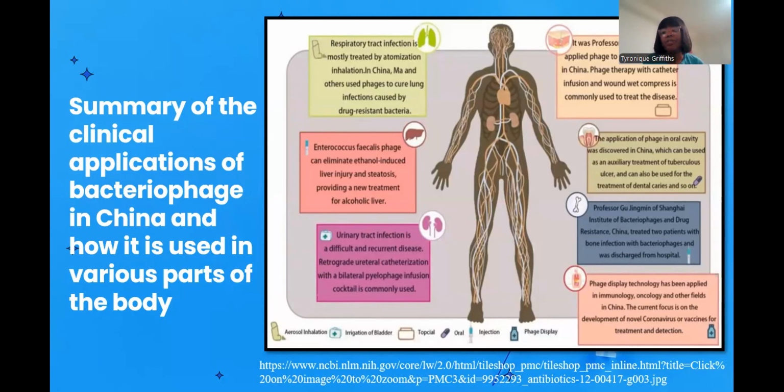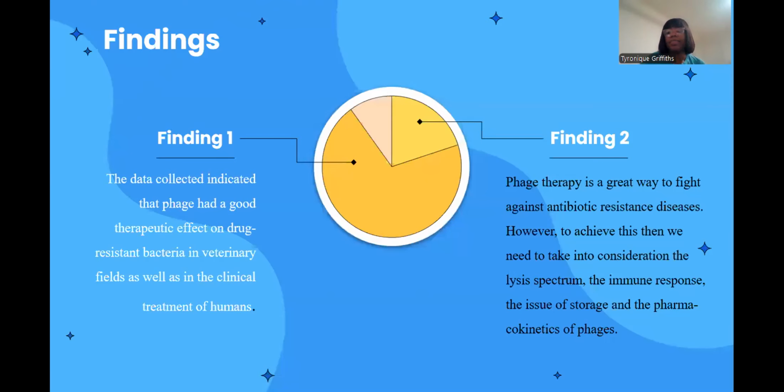The diagram shows a summary of the clinical applications of bacteriophage in China and how it is used in various parts of the body. It can be used to treat infections such as lung infection, urinary tract infection, and skin infection. The data collected indicated that phage had a good therapeutic effect on drug-resistant bacteria in veterinary fields, as well as in clinical treatment of humans.